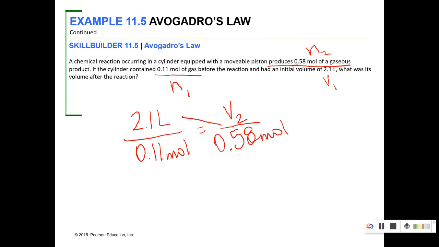Remember, we cross multiply. We divide by the one with the variable. So I do 2.1 times 0.58, and then I'm going to divide by 0.11. And I have V2 equals 11 liters. Remember, they are directly proportional, so it was almost 6 times, so therefore it should be about 6 times, which it is.